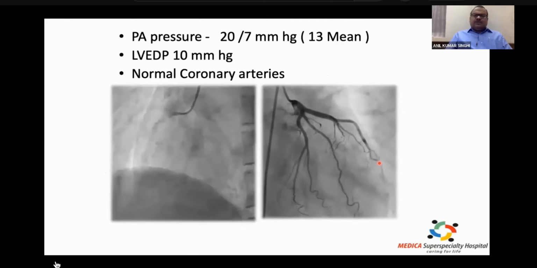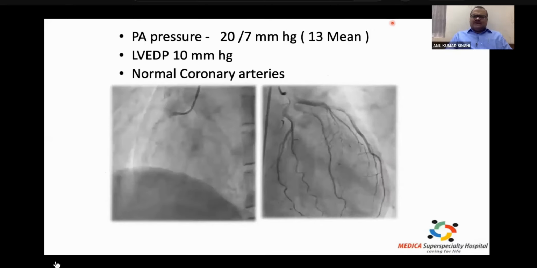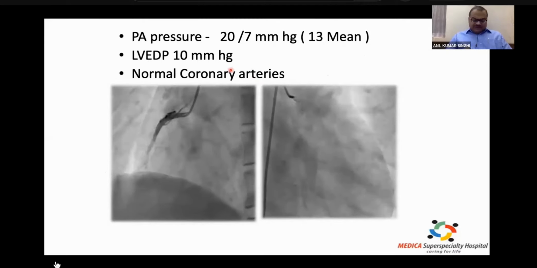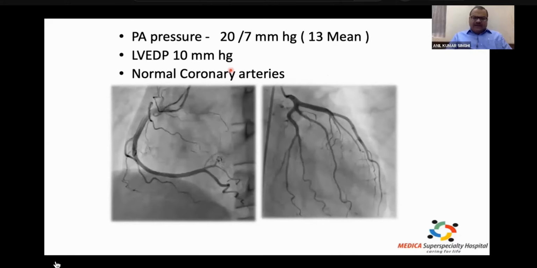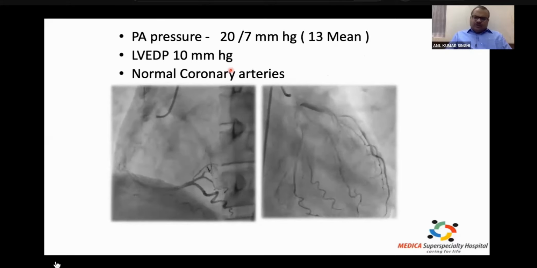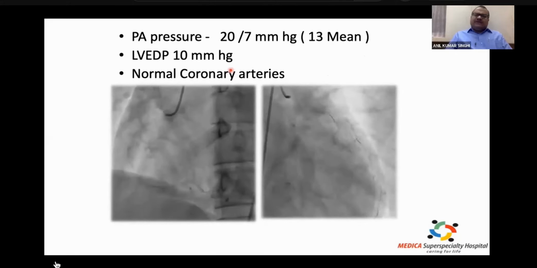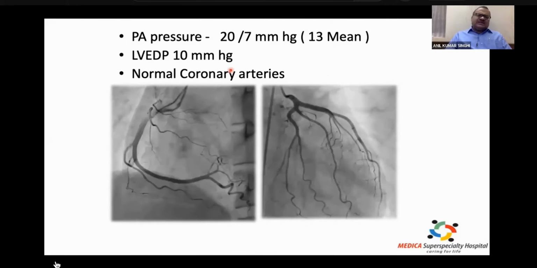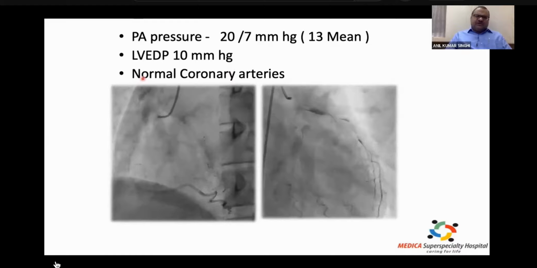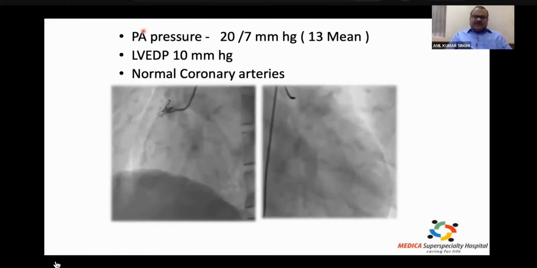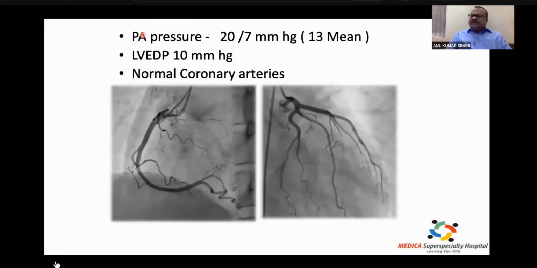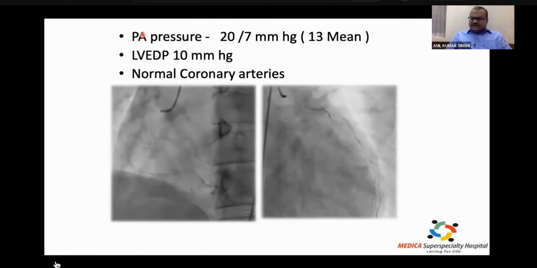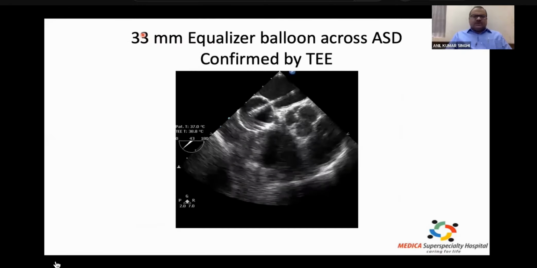So the good part, the PA pressure was normal in this gentleman with a mean of 13, and left ventricular end diastolic pressure, which can be high in that age group, was not elevated. The coronary artery was also normal. So all these are the 3 checklists for any patient in the adult. When we are trying to close a large hole, we should ensure we are fine in this category.